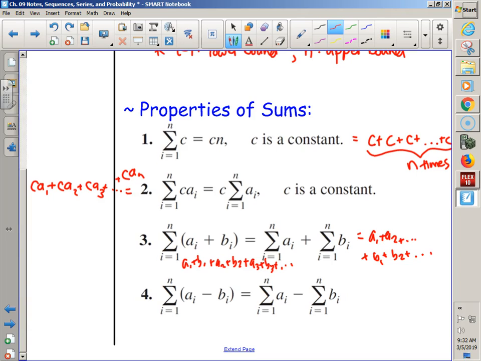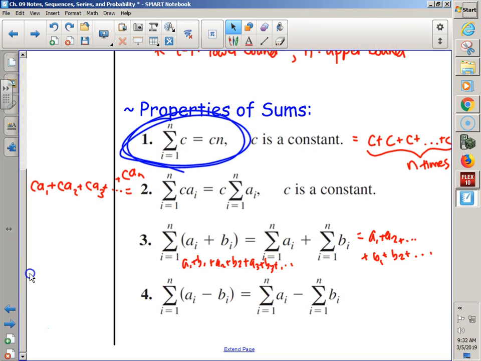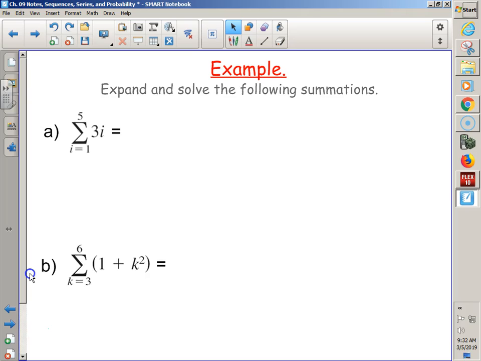And then subtraction is very similar. So, properties of sums, I think the trickiest out of all of these is probably this first one. That one's probably the trickiest because all the rest are like, okay, plug in 1, plug in 2, plug in 3, plug in 4, and it should make sense, but that first one is a little bit weird, so I wanted to make a special note of that.